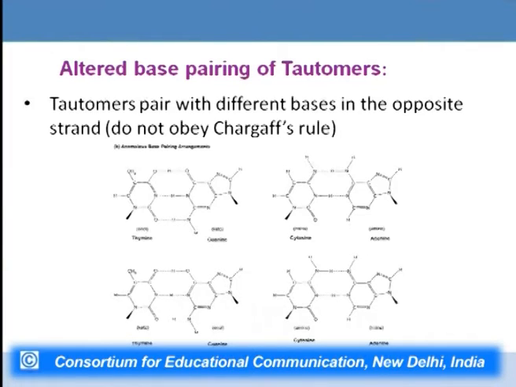So if this type of change occurs because of tautomers, then we can well predict that if at a particular position thymine is present in its enol form, then during replication it should incorporate adenine at the opposing strand. But when it is present in the rare enol form, it will be incorporating guanine. And during the next round of replication, this guanine will be incorporating cytosine in the opposing strand. So basically there is a change from a TA base pair to a GC base pair, and in this manner mutation has occurred because of the presence of tautomers in the DNA.